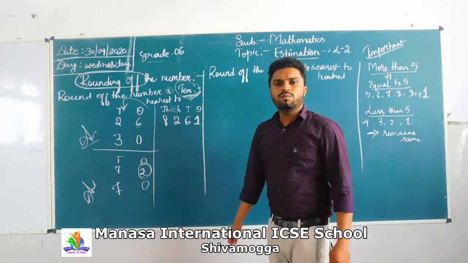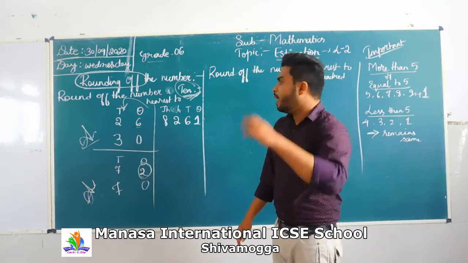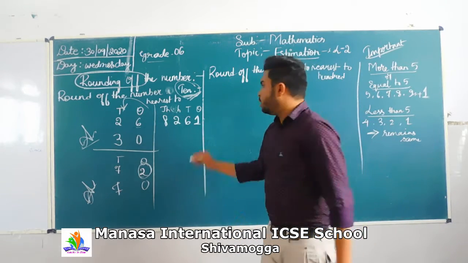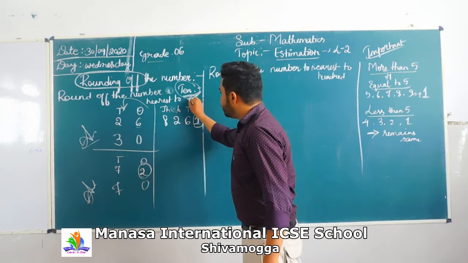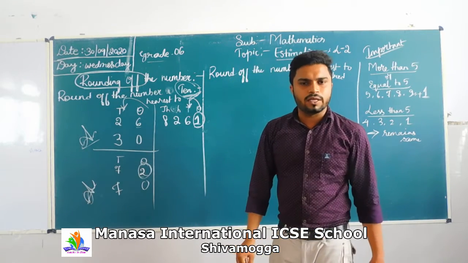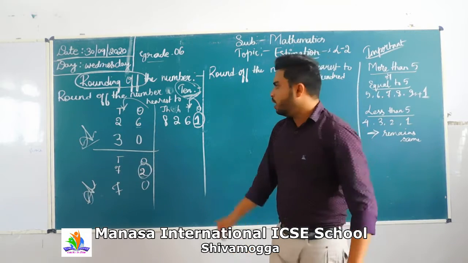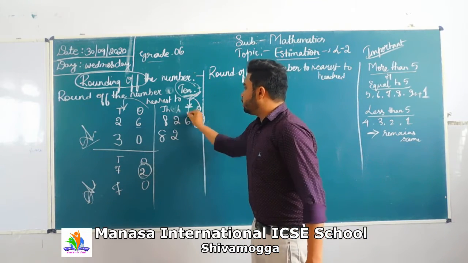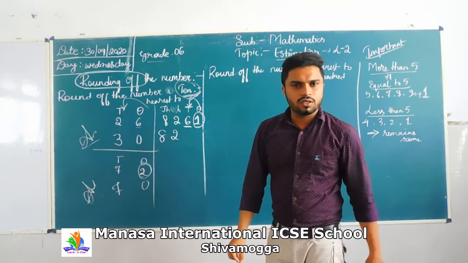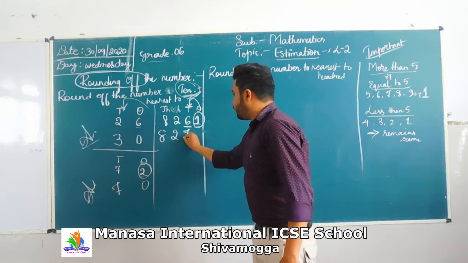So in the ones place, what do you have? We are going to see the number in the ones place. Then you are going to increase the number only in the tens place. Okay, so this will become as it is. Only the number in the tens place will get changed. If it is 6, it is 7.